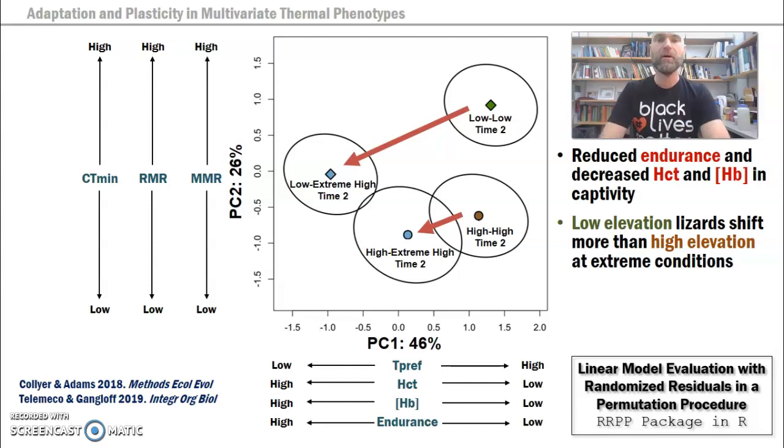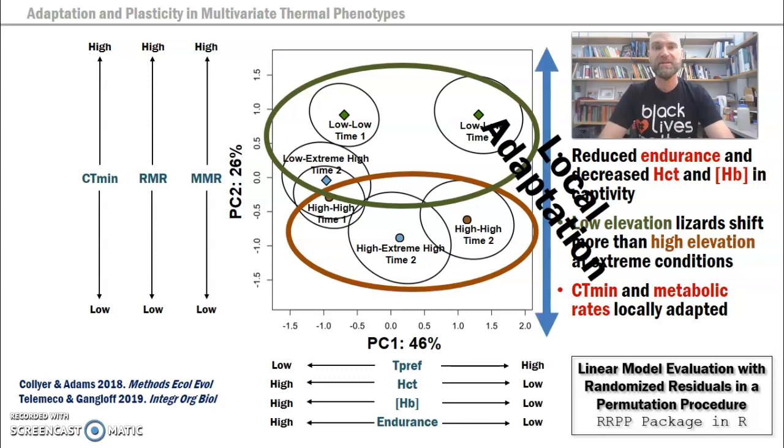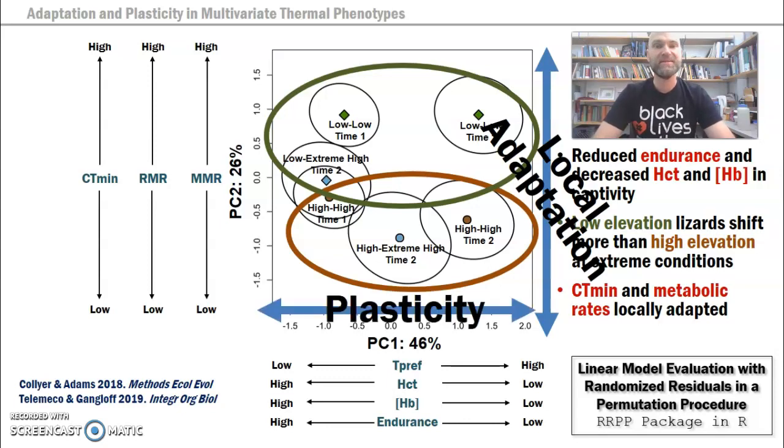And finally, I'll show all of our results at once to illustrate one final pattern, and that is a rather clean partitioning along the second PC axis of lizards originating from low and high elevations. And we interpret this to represent local adaptation. Regardless of testing conditions, lizards originating from low and high elevations differ in these traits, specifically the critical thermal minimum, as well as resting and maximal metabolic rates. And this fits with previous reports in the literature showing local adaptation along an elevational gradient in these traits. With this in mind, we interpret the first axis of variation to represent plasticity. These are traits that shift in response to captivity and in response to the novel oxygen environment.